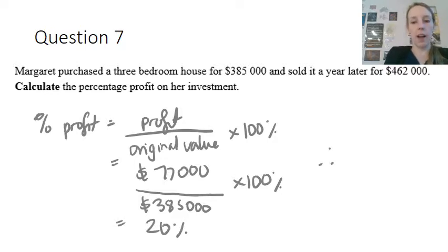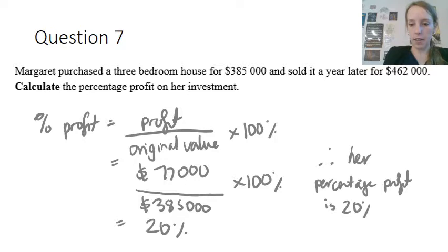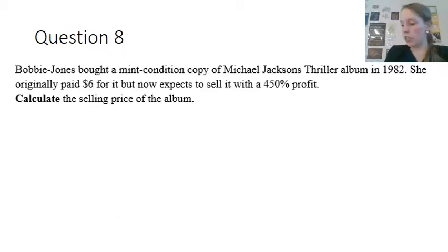So then we can just write our answer. I'm going to write it to the side, you'd write it below. Therefore, her percentage profit is 20%. Okay, so for this one, it's just a matter of knowing your formulas here. Okay, question 8.